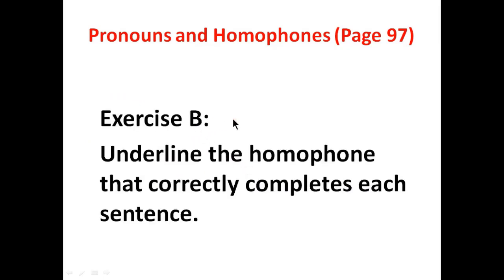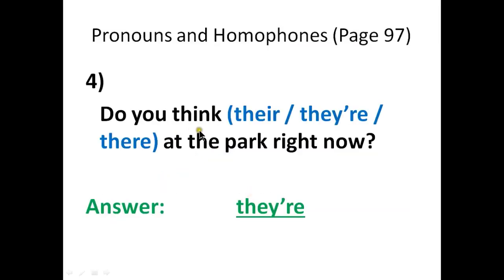And now we are going to do exercise B. Underline the homophone that correctly completes each sentence. Here in every sentence you will have two or three homophones. The best one, the correct one, will be underlined. Do you think they are at the park right now? Here you will underline THEY'RE. Just underline the correct homophone there.